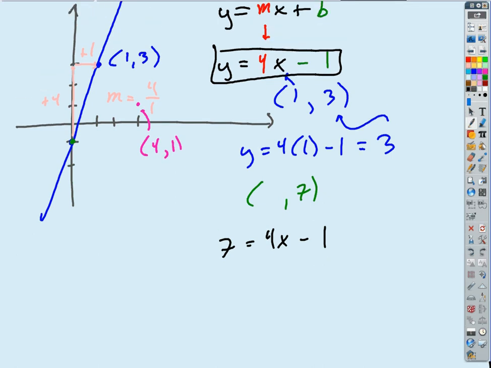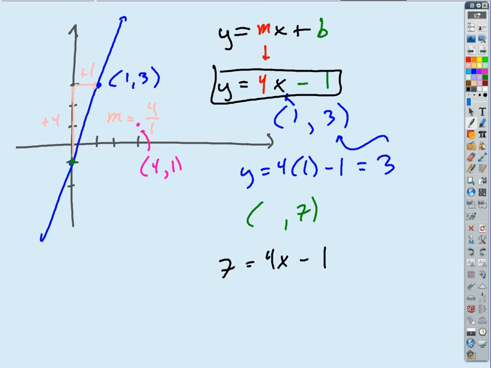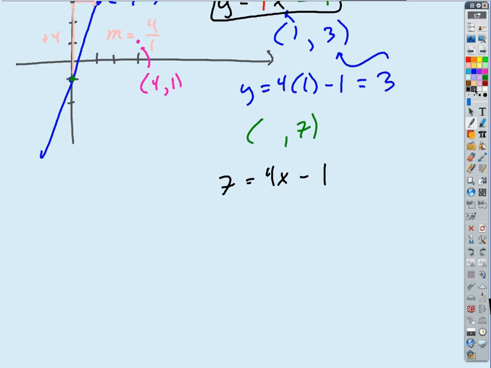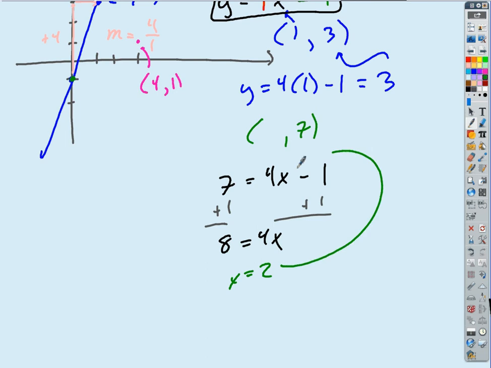Add 1. Yeah, add 1. That's good. So if I add 1 to both sides, I'm going to get what? 8 equals 4x, so what's x? Oh, 2. If I divide by 4, I get 2, don't I? Good. So we get x equals 2, and so there's another point, right?